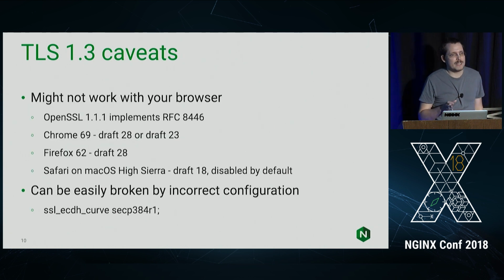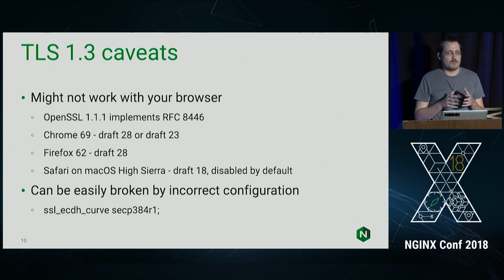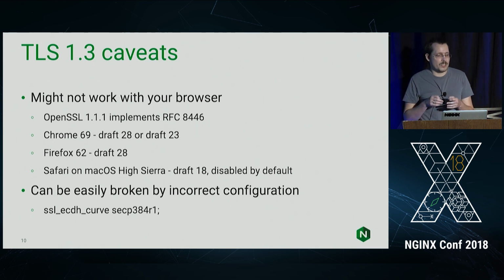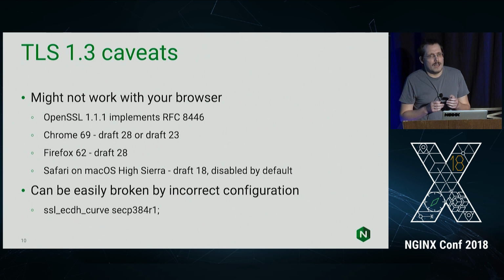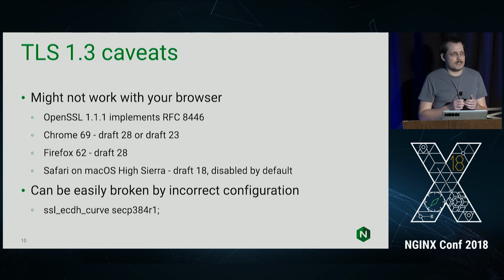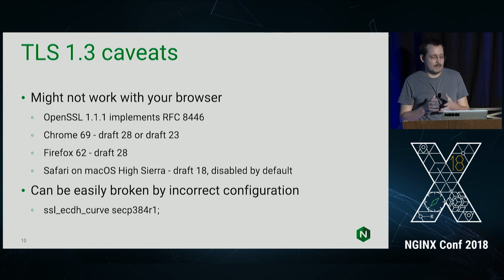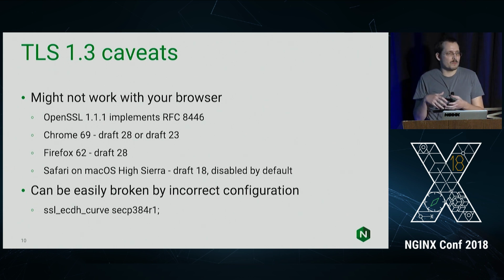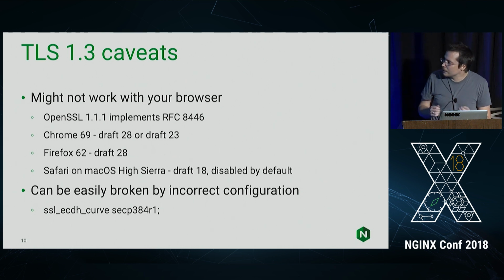Note though that in many cases, or rather in most cases, it won't work out of the box with your browser because the standard is very new and support in browsers targets some early drafts or is disabled by default. It is also worth mentioning that it is very easy to break things by incorrect configuration. For example, by configuring an elliptic curve which is not supported by the client. And here's an example of a configuration I recently saw breaking configs with TLS 1.3.